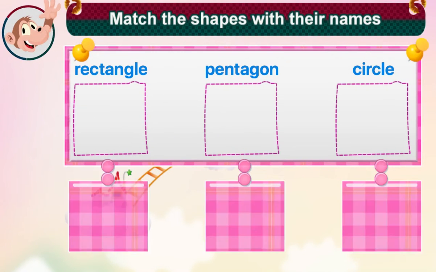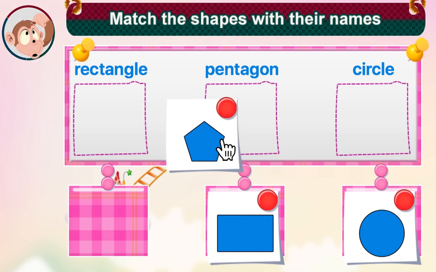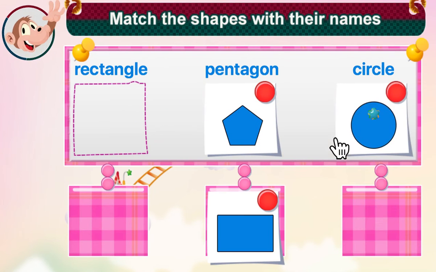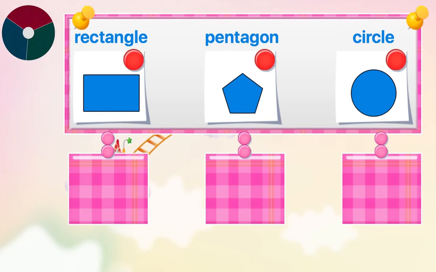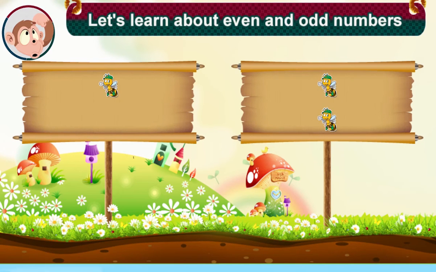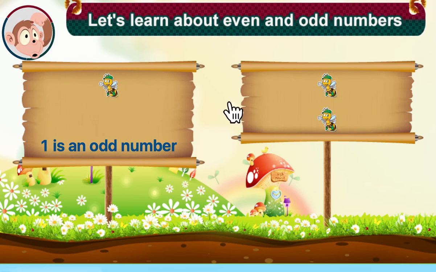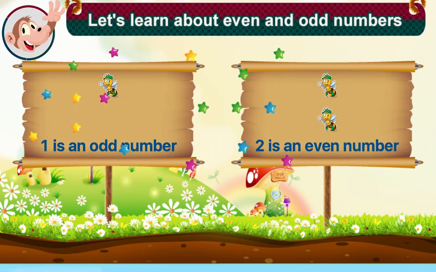Match the shapes to their names. Pentagon, pentagon. Circle, circle. Rectangle, rectangle. Let's learn about even and odd numbers. 1 is an odd number. 2 is an even number.